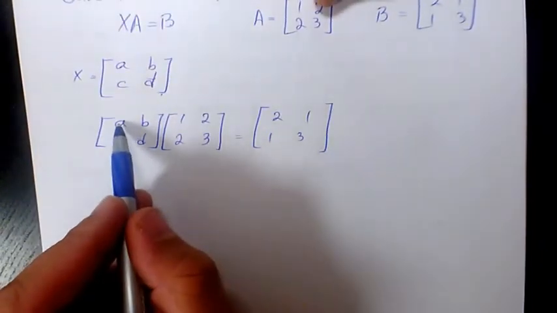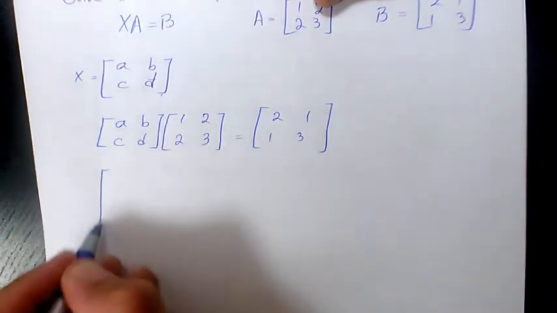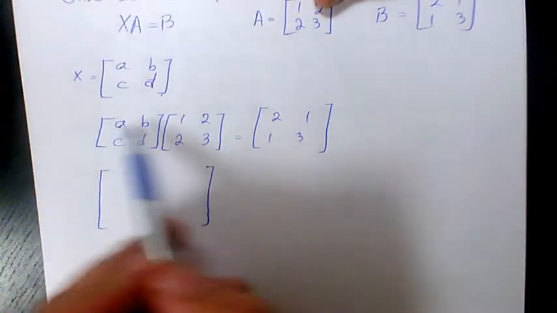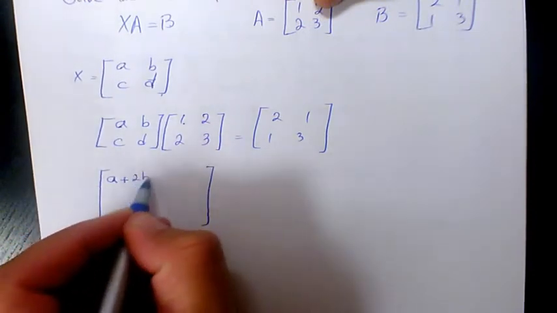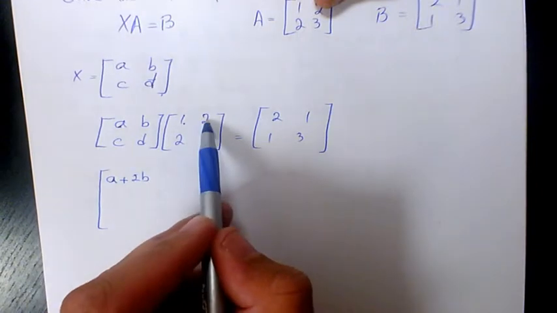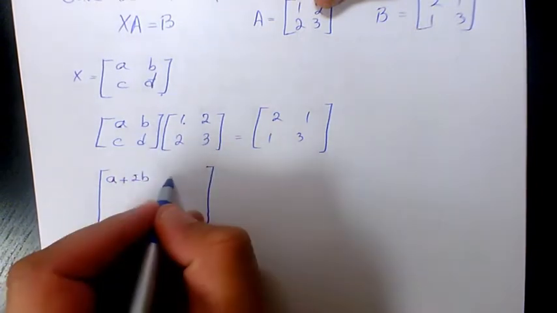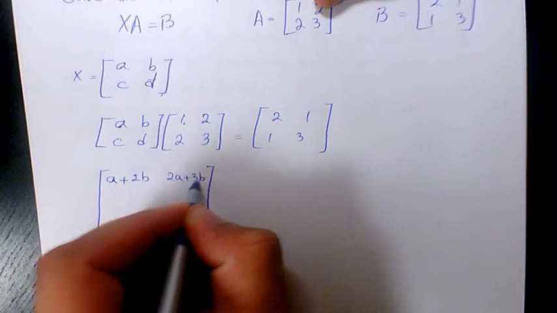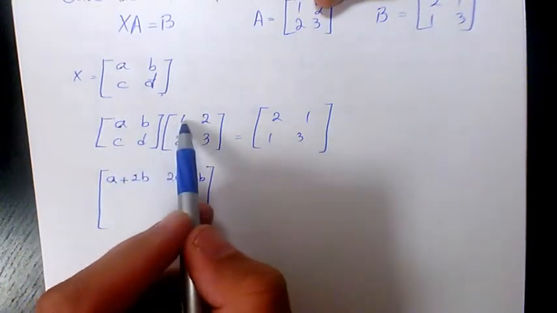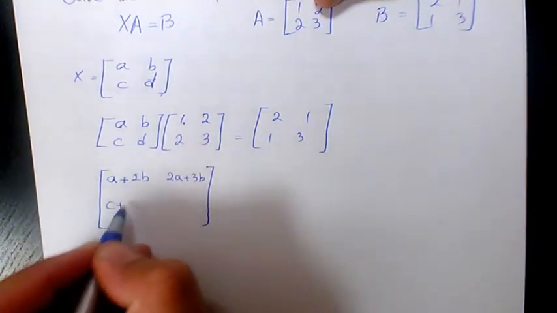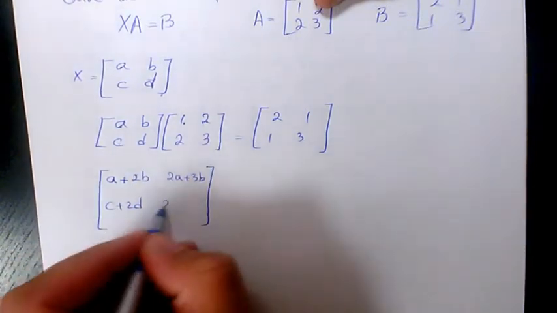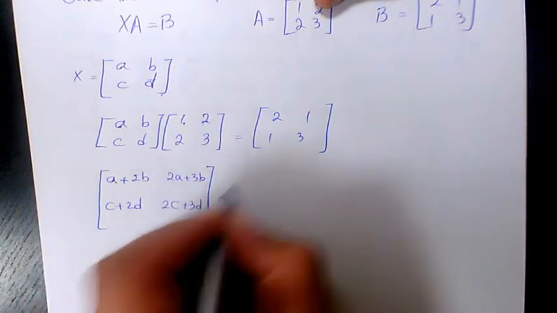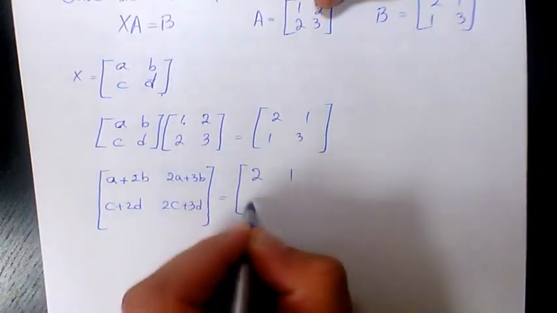Then you multiply it. The answer is going to be a times 1, a, plus 2 times b, 2b; a times 2, 2a, plus 3b; c times 1, c, plus 2d; c times 2, 2c, plus 3d. That has to be equal to 2, 1, 1, 3.